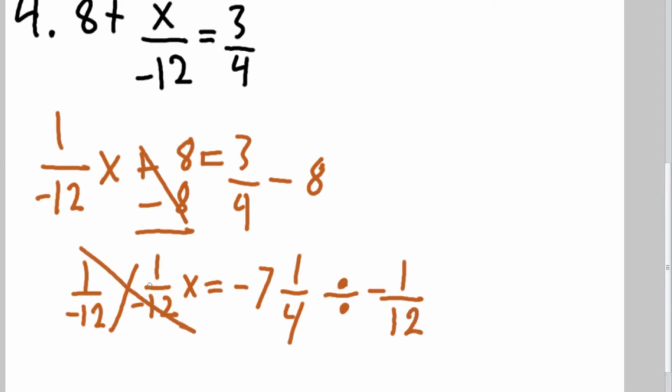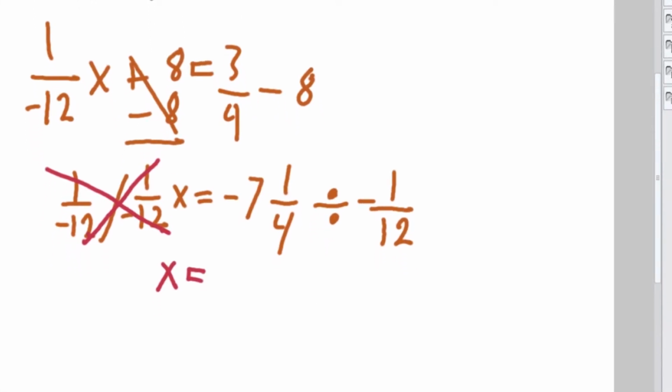And that cancels out. Let me get a different color. That cancels out. And so we're just left with x. Make sure you guys can see this. X equals, yeah, you can see it. Let me move it down a bit. There we go.